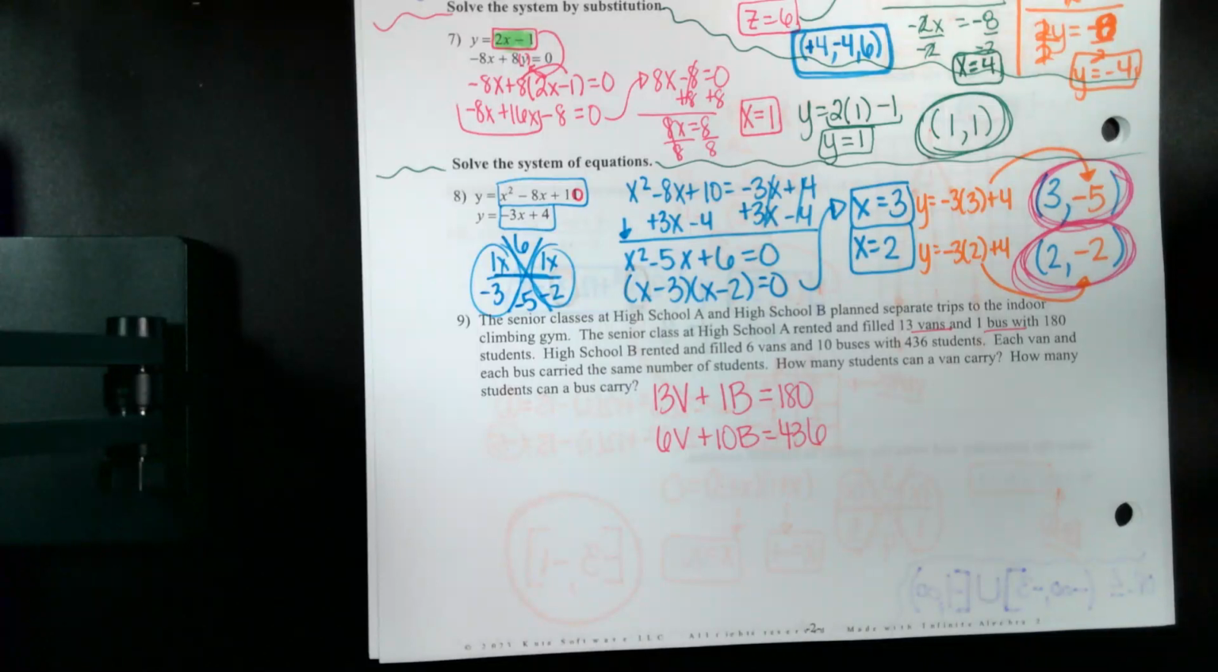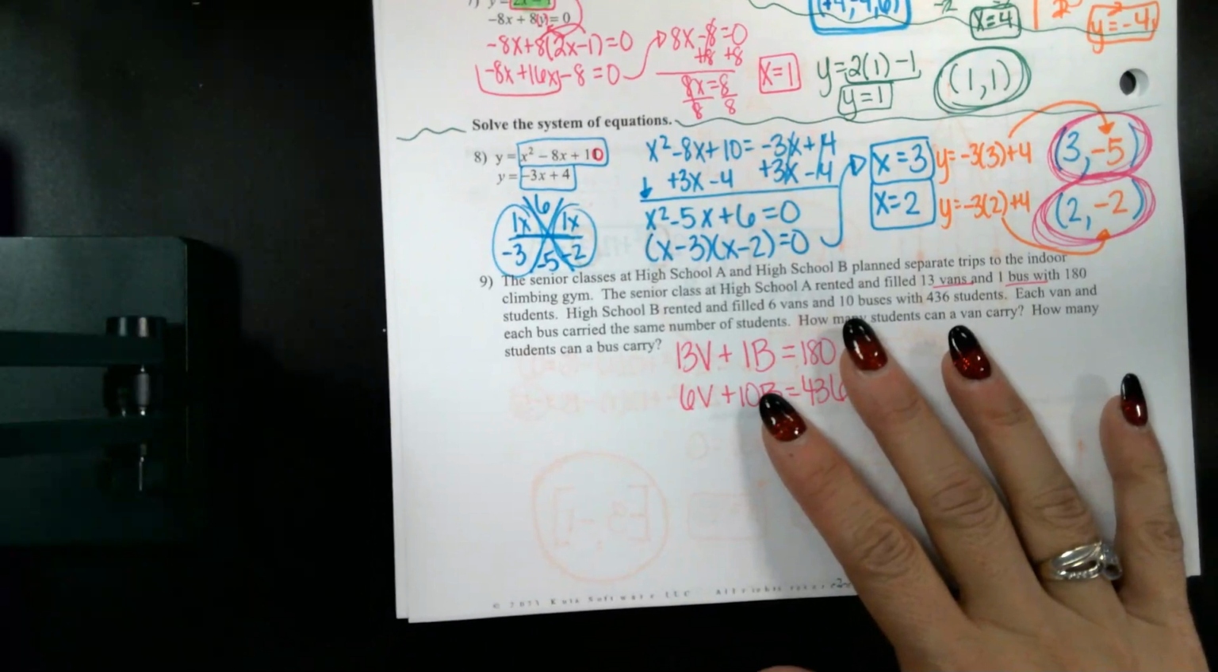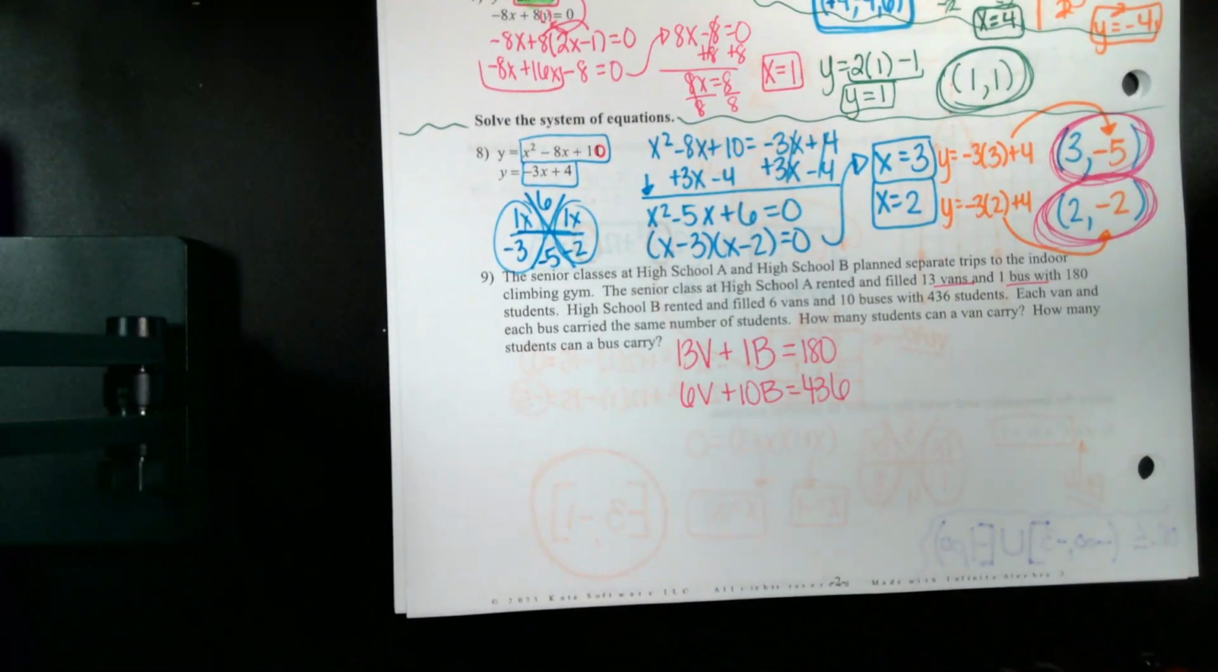Okay, so setting up the system really isn't too difficult. You just base it off of what they're telling you. If they're vans and buses, it made sense to me to use V and B. You can always use X and Y if you want to.